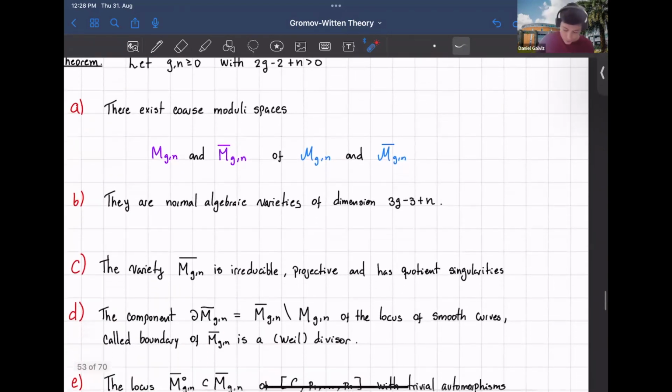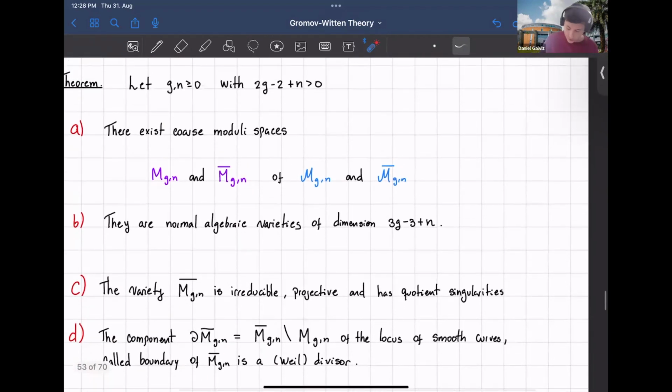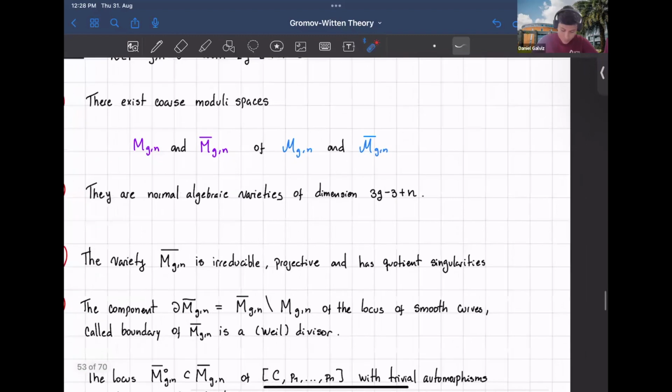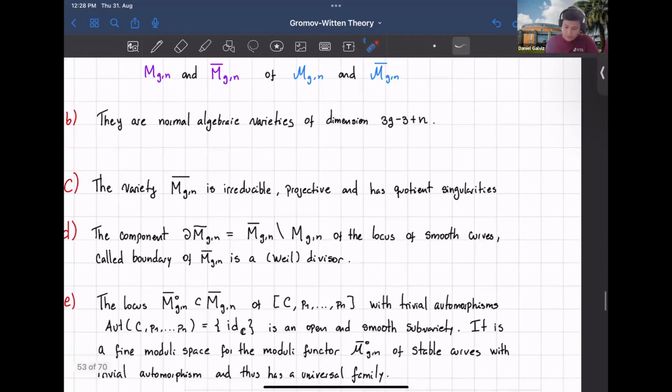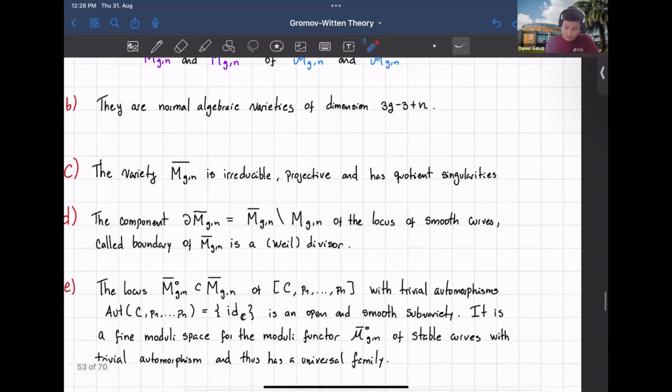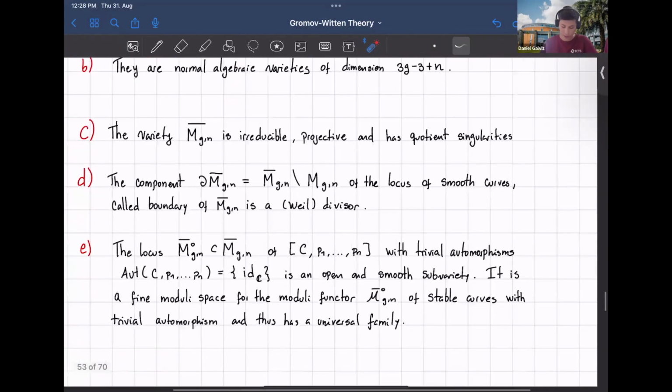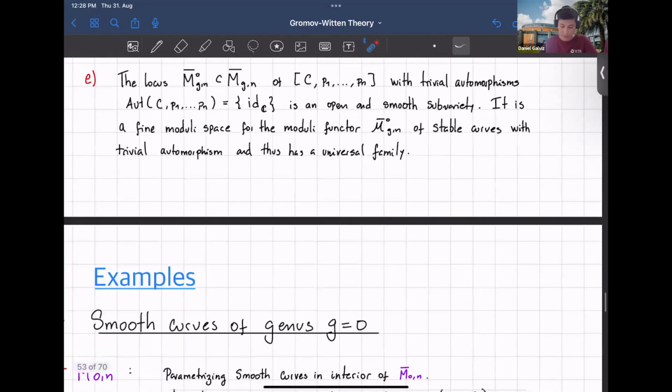So now we solve the problem of having something that is a functor become something that is an algebraic variety. And it has other properties. For example, the coarse moduli space is irreducible, projective, and has quotient singularities. Well, I will put these notes on the internet, but maybe it's just extra information. We don't need to go into so much detail right now. But let's consider an example.